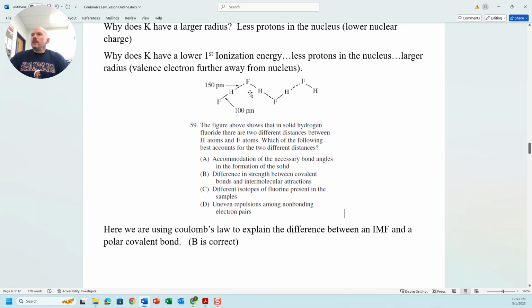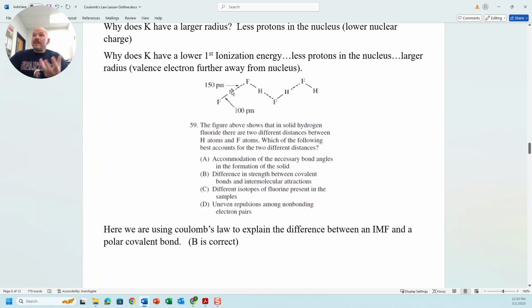All right, so here, remember, dashed lines means an intermolecular force, and a solid line means a covalent bond. So here we have a single covalent bond, and here we have a hydrogen bond, right? A dipole-dipole interaction between hydrogen fluoride molecules. But remember, we wouldn't call that a dipole-dipole interaction. We would call that a hydrogen bond. It's a special type of dipole-dipole.